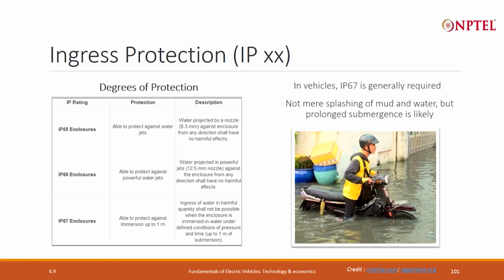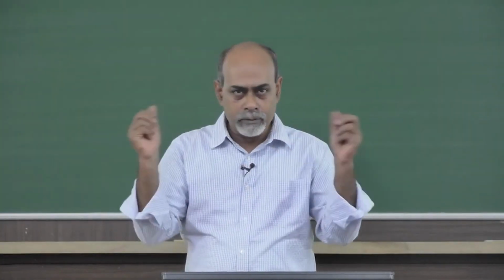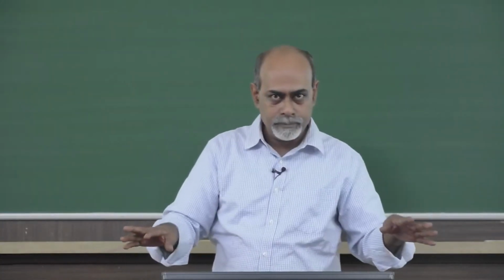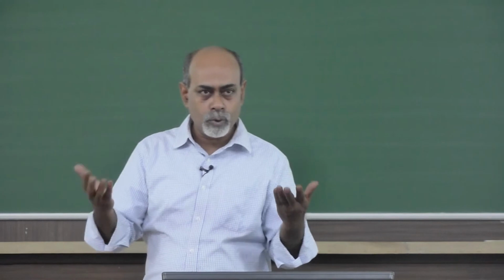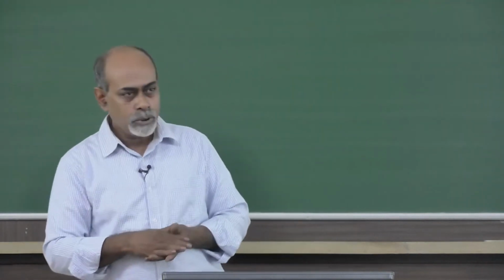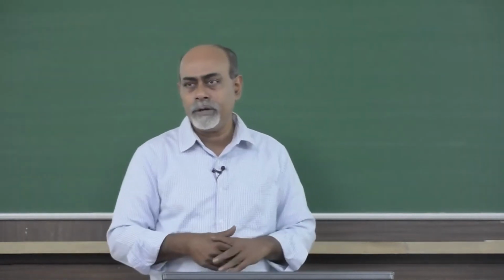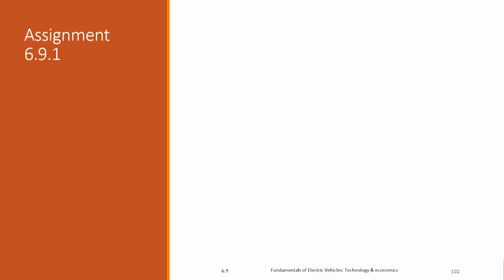IP67 really means that you have prevented all ways in which air, dust, water, anything can enter, and that will also mean that your challenge of evacuating the heat will be more. So, your thermal design will become more complicated when you have IP67.